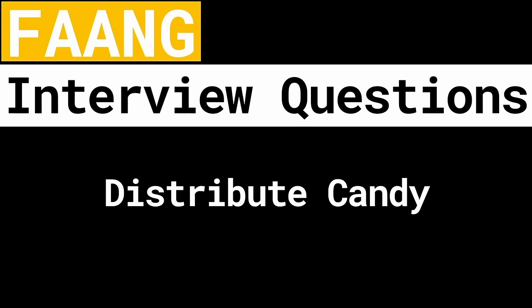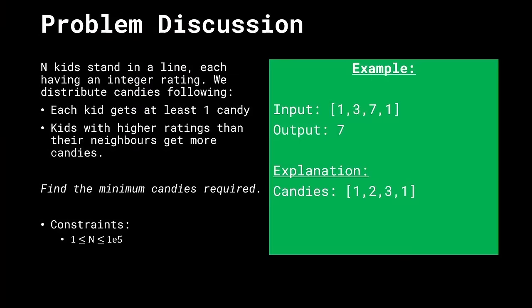Let's talk about the problem, distribute candy. There are n kids standing in a line, each of them having an integer rating associated with them. We have to distribute the candies following two rules. First, each kid gets at least one candy. And second, kids with higher ratings than their neighbors get more candies. The goal of this problem is to find the minimum number of candies required to satisfy both of these rules. The constraints mention that n, the number of children, can be between 1 and 10 to the power 5.